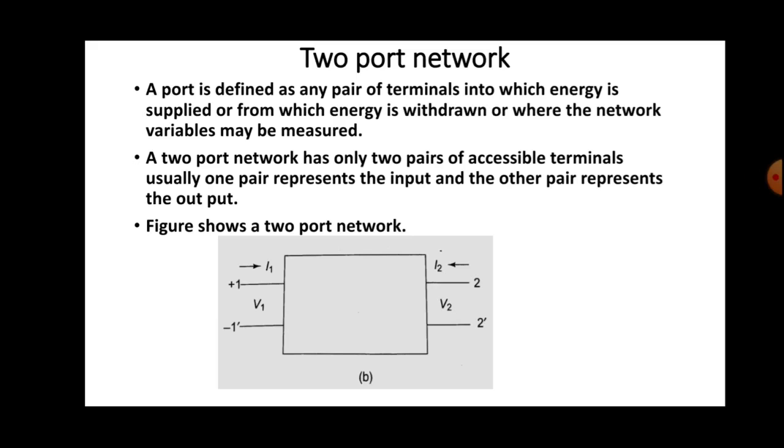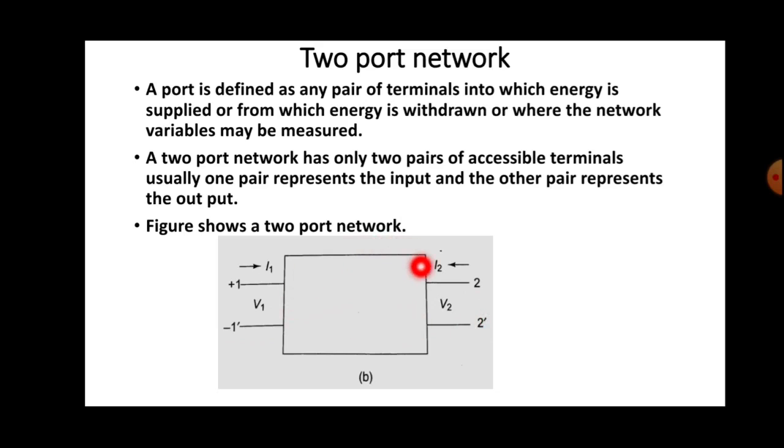That is a port. In this figure we can see this represents a pair of terminals, so this acts as a port. Here, in this case, we are discussing a two-port network. A two-port network has only two pairs of accessible terminals. Usually one pair represents the input and the other pair represents the output. So this pair represents the input and this pair represents the output.